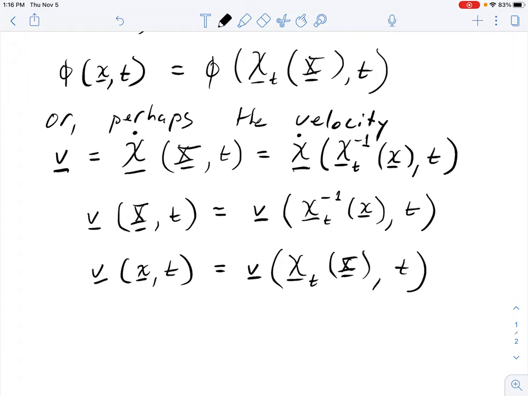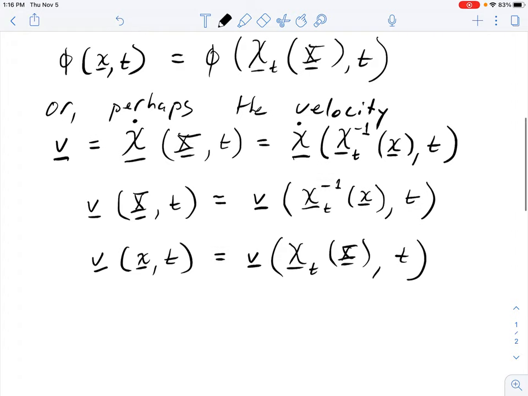So regardless of whether we describe the vector field V, the velocity, as a function of points in the spatial configuration or points in the reference configuration, it is a spatial vector field in the sense that it describes the rate of displacement of the points of the material in the deformed configuration. So it talks about how fast they're moving from where they already are in the deformed configuration.